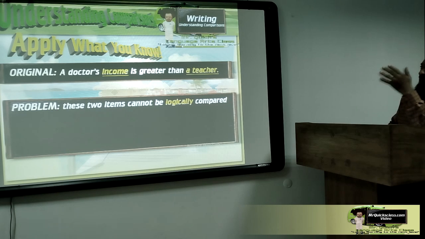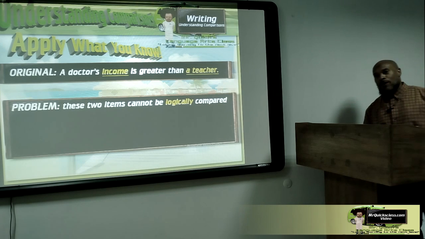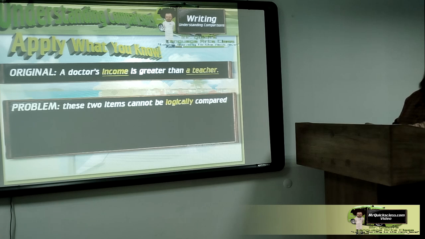These two items cannot be logically compared. Because we are comparing income to teachers. Teachers are on the scale of living organisms too far down to compare income. The scum down here with the.